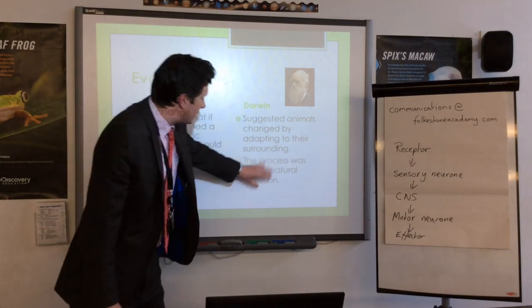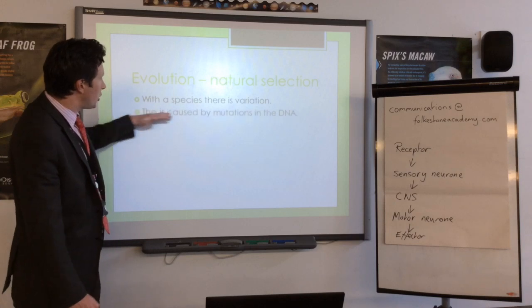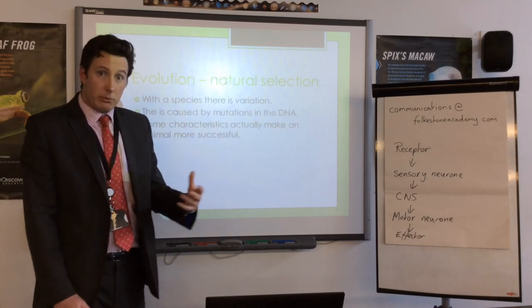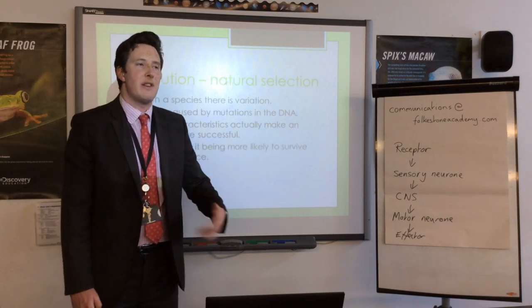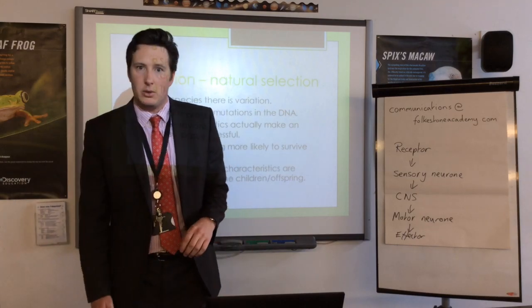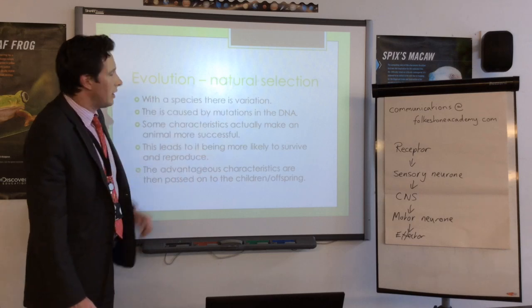Darwin's, on the other hand, was this idea of natural selection: variation within a species caused by mutations in the DNA. Some characteristics make animals more successful, leading to them being more likely to survive and therefore reproduce, and then those characteristics get passed on to the children. Okay? So that's what we're looking at in terms of evolution.